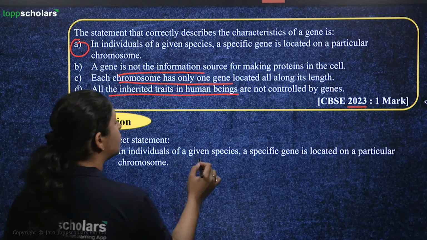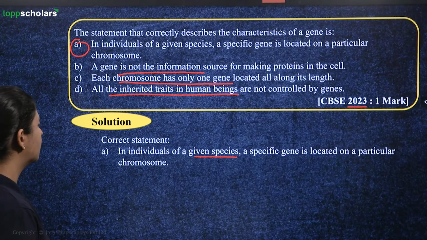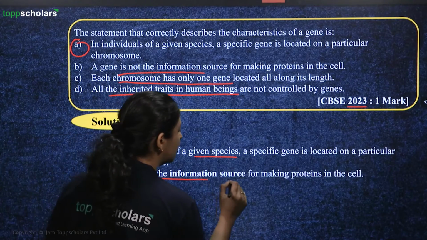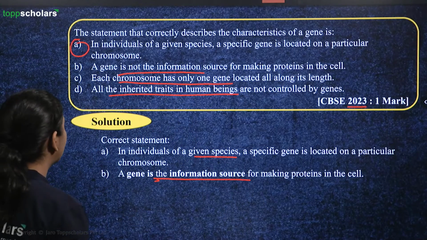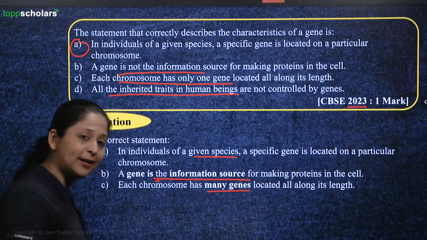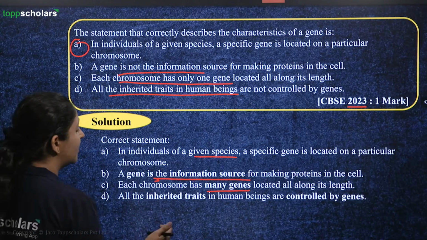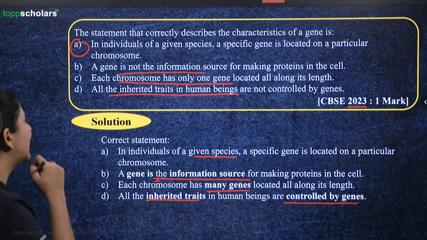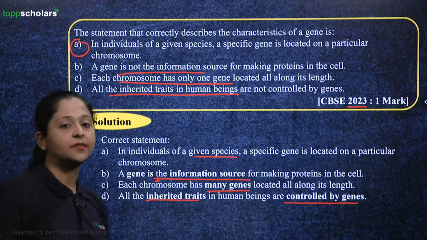Why? Because the individuals of a given species for a given specific gene are located on the particular chromosome. B is incorrect. Why? Because the gene is the information source for making the protein. You cannot say that the gene does not have that information. The C statement is incorrect because each chromosome has many genes located along its length. It's not just 1 gene. And all the inherited traits are controlled by the genes. So again, your B, C and D statements will be incorrect and your correct answer comes out to be A.